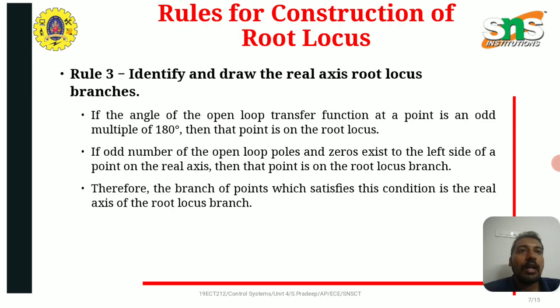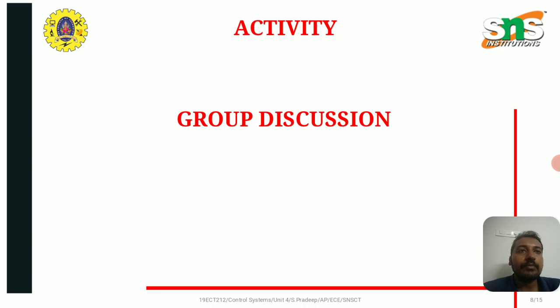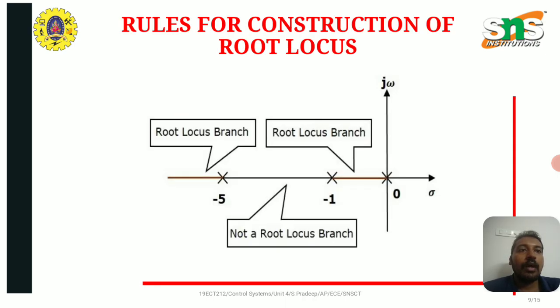Rule 3. Identify and draw the real axis root locus branches. If the angle of the open loop transfer function at a point is an odd multiple of 180 degrees, then that point is on the root locus. If an odd number of the open loop poles and zeros exists to the left side of a point on the real axis, then that point is on the root locus branch. Therefore, the branch of points which satisfies this condition is the real axis root locus branch. The rules for construction of root locus are shown in this graph.